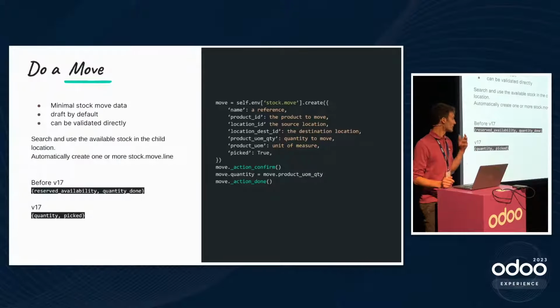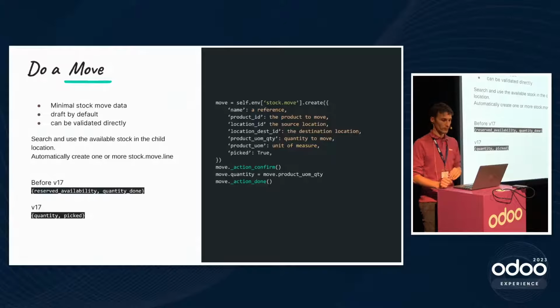And the last field, picked, is a Boolean field we use mainly if you want to create a partial picking. So let's say you have 10 products to move, you already have 5 available, and you want to validate those 5. You set the first 5 moves as picked, and the last 5 as not picked. And when you validate the stock picking, it will split into 2 pickings, one validated and one still waiting to be processed.